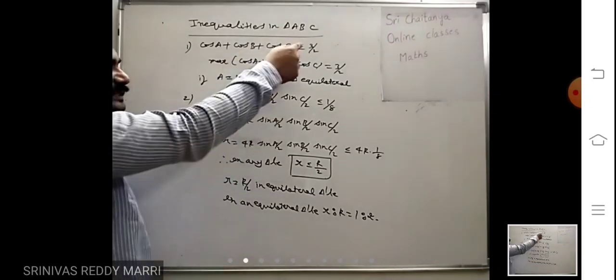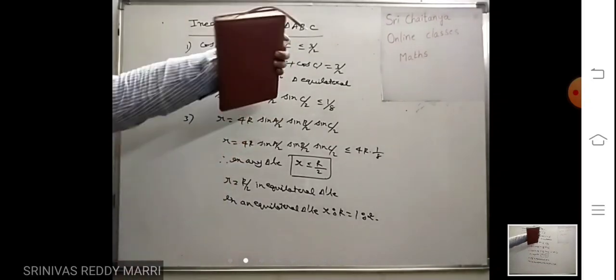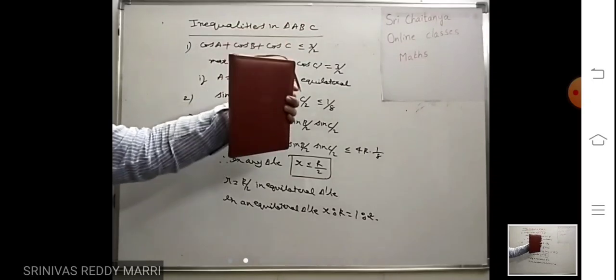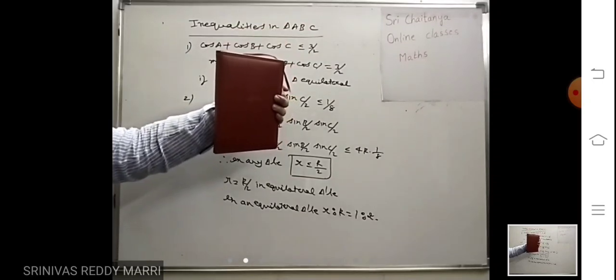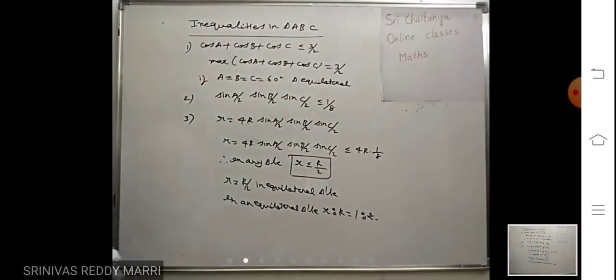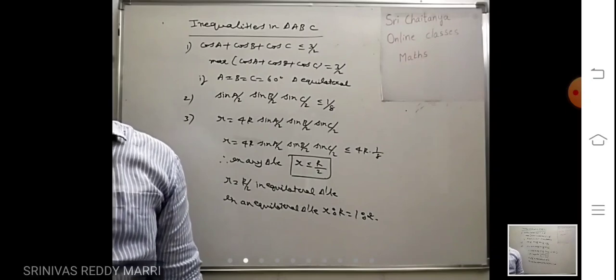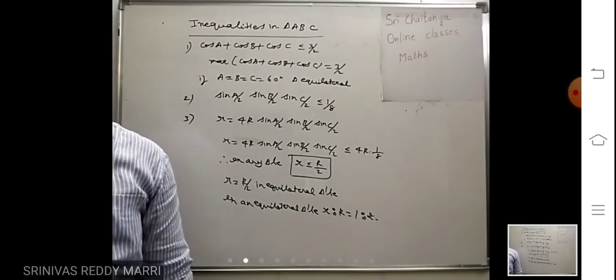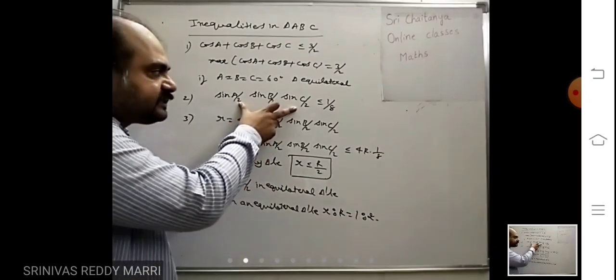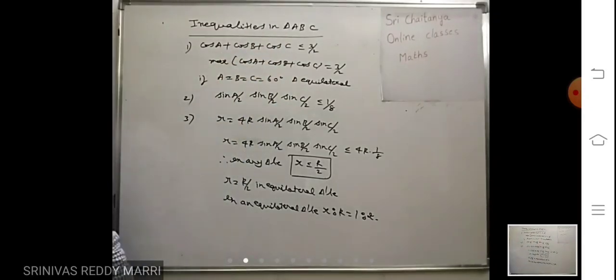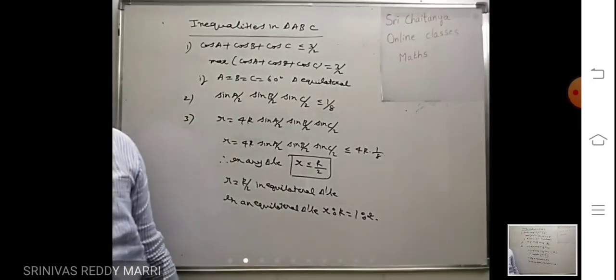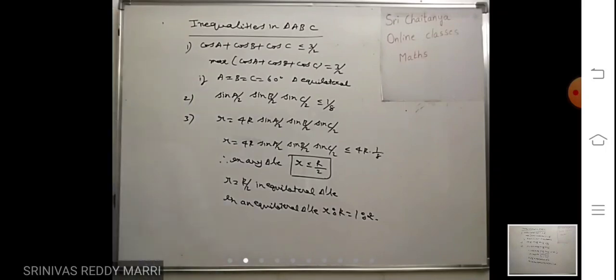Whenever this term and this term come, you write less than or equal to 3 by 2 for this one, and less than or equal to 1 by 8 for this one. Then you will get the maximum value. Whenever the problem asks for maximum or minimum value, bring it to this term or that term and write less than or equal to 3 by 2 or less than or equal to 1 by 8. Look at one problem, how the application will be.